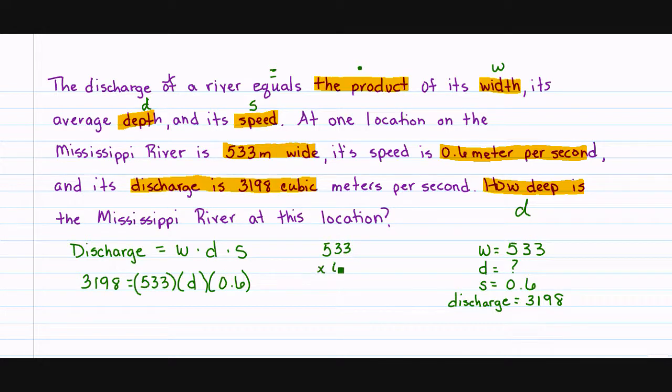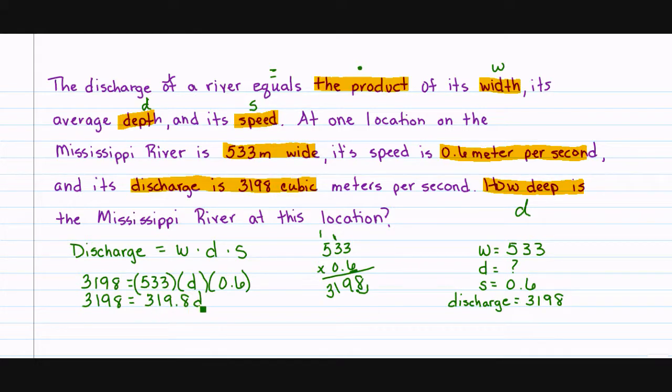533 times 0.6. 6 times 3 is 18, carry the 1. 6 times 3 is 18, plus 1 is 19, carry the 1. 6 times 5 is 30, plus 1 is 31. I have one place after the decimal, so I'm going to move the decimal once. So I get 3,198 equals 319 and 8/10 times d.